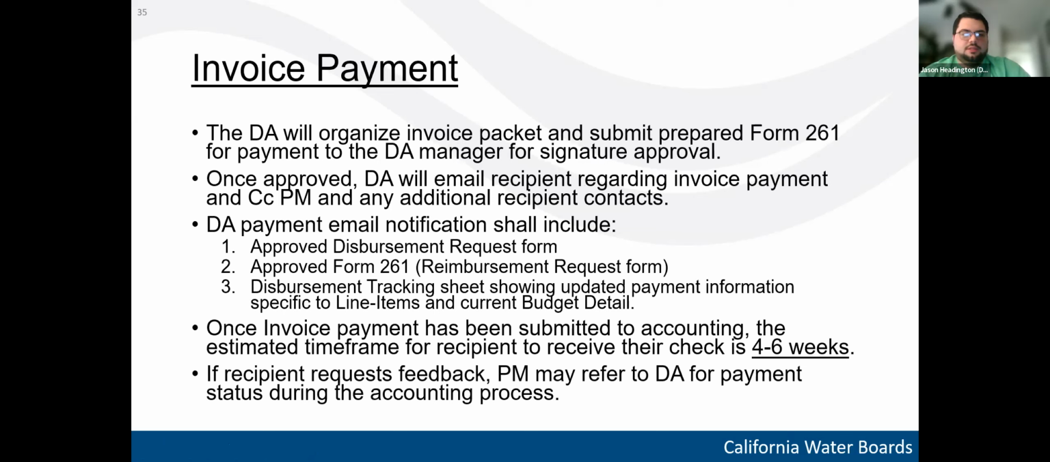The disbursement analyst will then accept that package and prepare the RR form and submit that to their manager for approval. And then once that manager gives approval, the disbursement analyst will email the TA provider informing them that the invoice has been approved and that they will be sending the payment to the accounting department. And so from there, we get to the end of our timeline where accounting approves the payment and sends it to the state controller's office, and that process takes about 4 to 6 weeks.